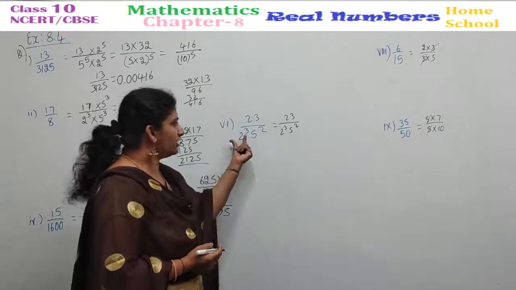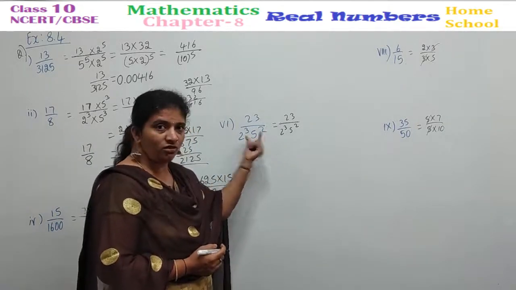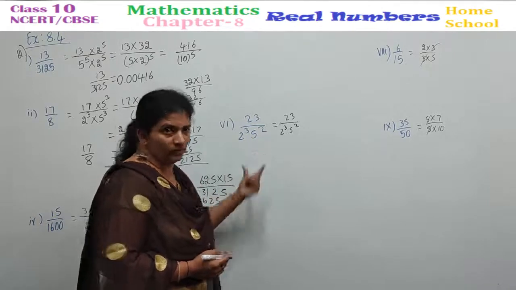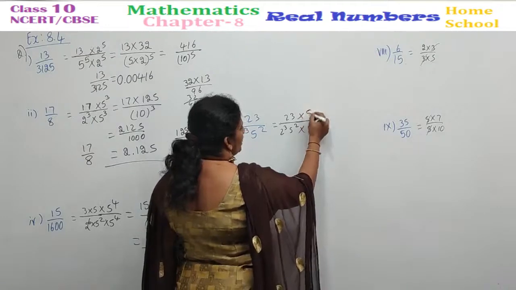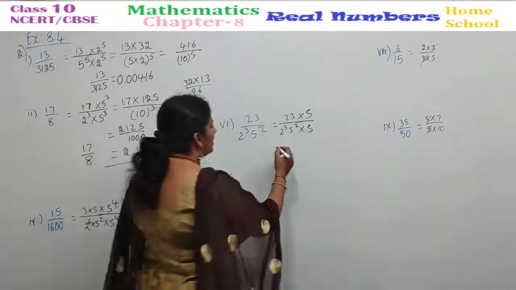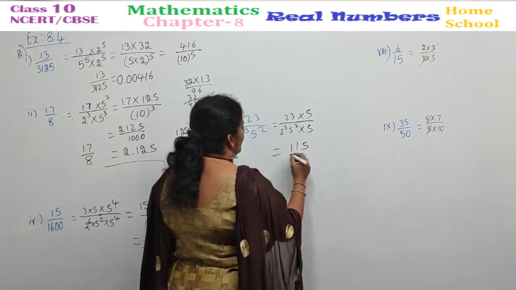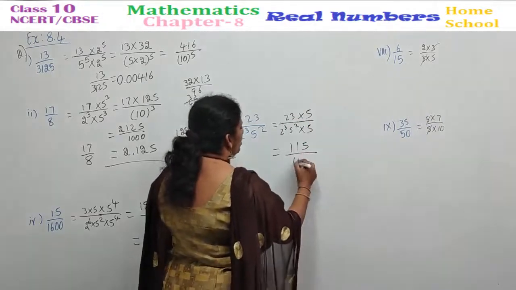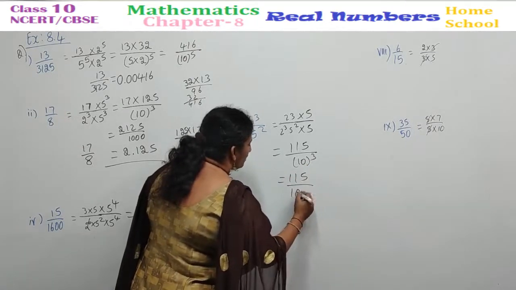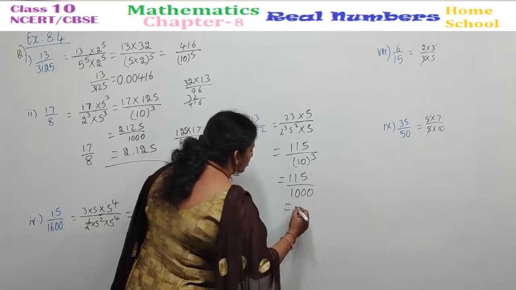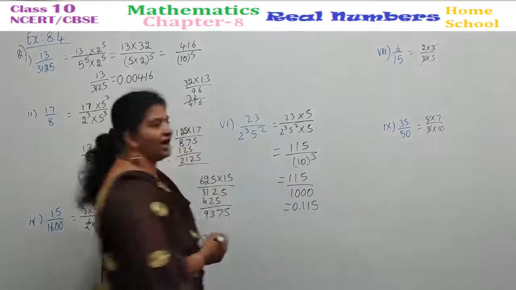So here, observe here, 2 power 3 means I need to make denominator 5 also in the form of 5 cube. 5 power 2 there, so let's multiply 5 for numerator and denominator. Then it will be 23 5s are 115, by 10 whole cube. That will be 115 by 1000. Bring to the numerator, convert into decimal, that makes 0.115 is your answer.